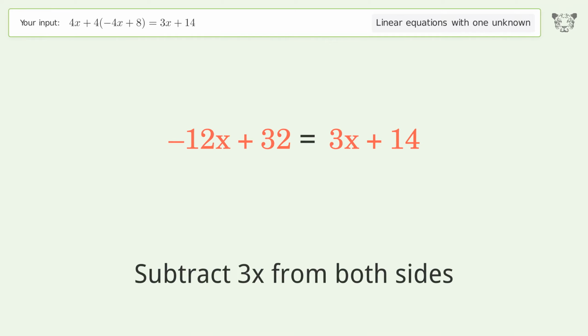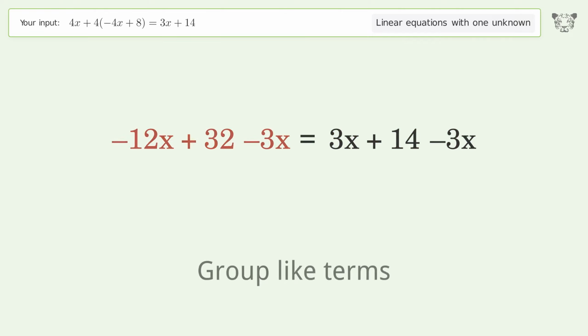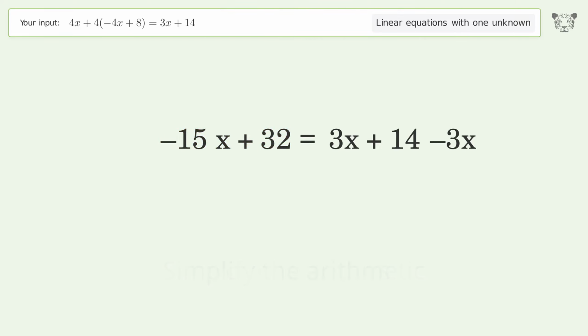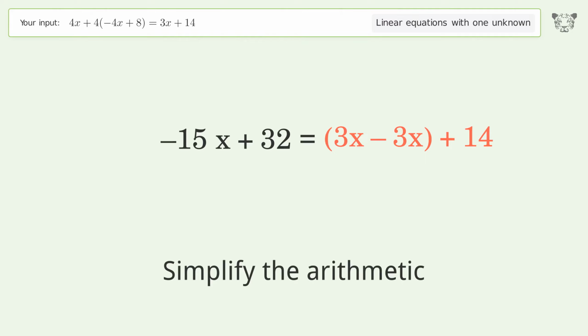Subtract 3x from both sides. Group like terms. Simplify the arithmetic. Group like terms. Simplify the arithmetic.